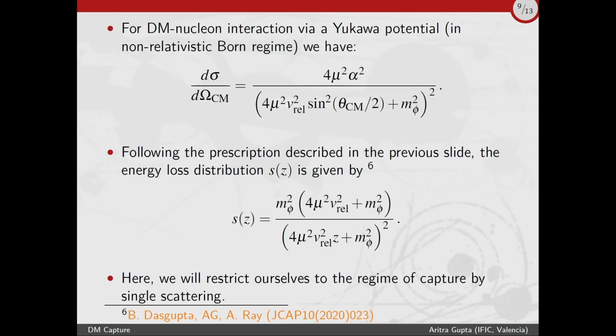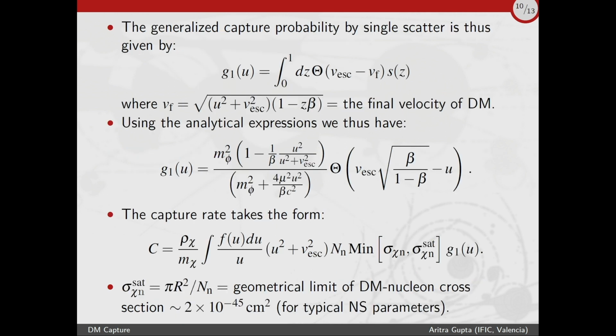So we say, okay, let's take some generic equivalent potential in the non-relativistic Born regime, which looks like this. So this is our distribution of Z, which we call SZ. And here we only concentrate on capture via single scattering. In the initial capture rate, we didn't have any factor of SZ. And now we modify the uniformity of the capture rate, or probability of capture via single scattering, using SZ. We find this. And in the M phi tending to infinity limit, we see that we recover everything that Gould has. So this is the capture rate.